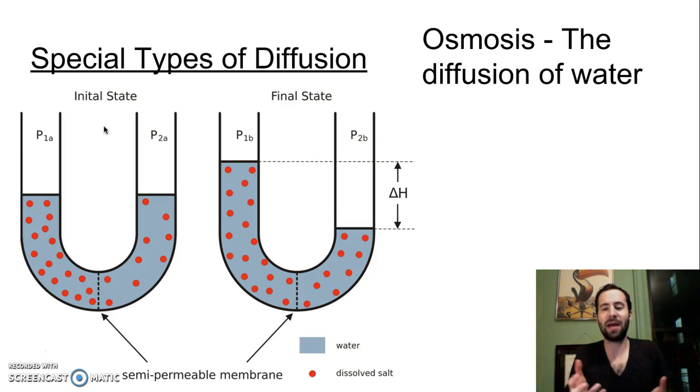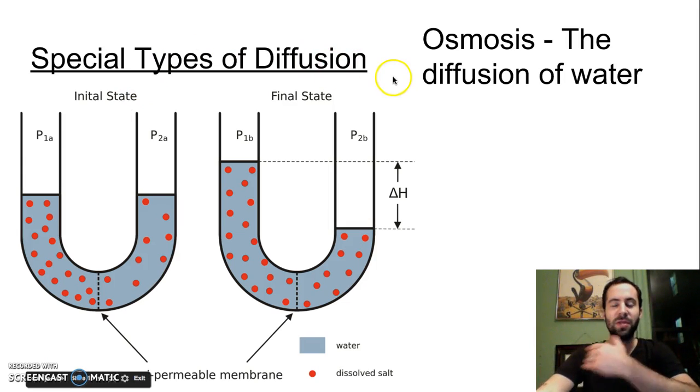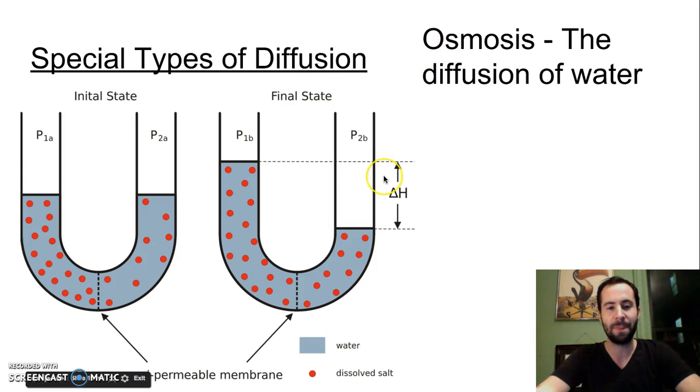Now, there's a couple types of diffusion that are special. The first one of those is something called osmosis. Now, osmosis is when water diffuses, or when water goes from a high concentration to a low concentration. Now, let's say that this is a pretend cell membrane that's selectively permeable. And we know that a selectively permeable membrane only allows certain things to pass through it.